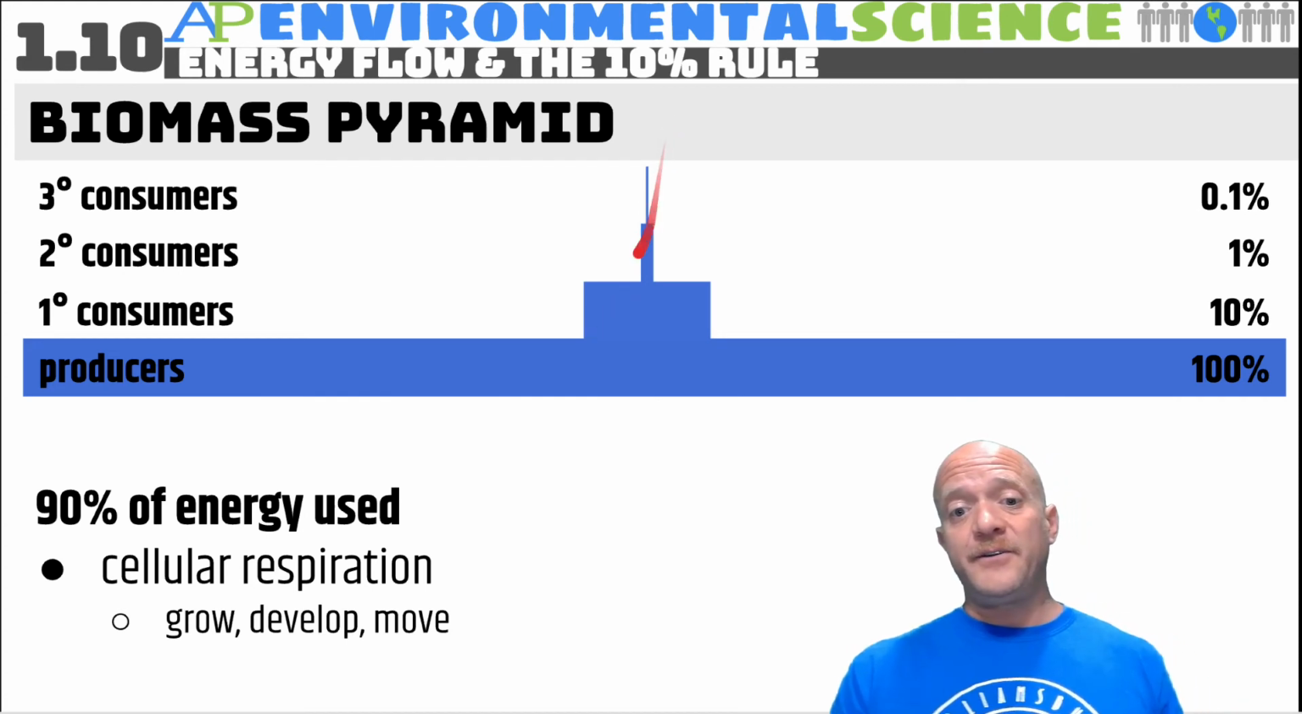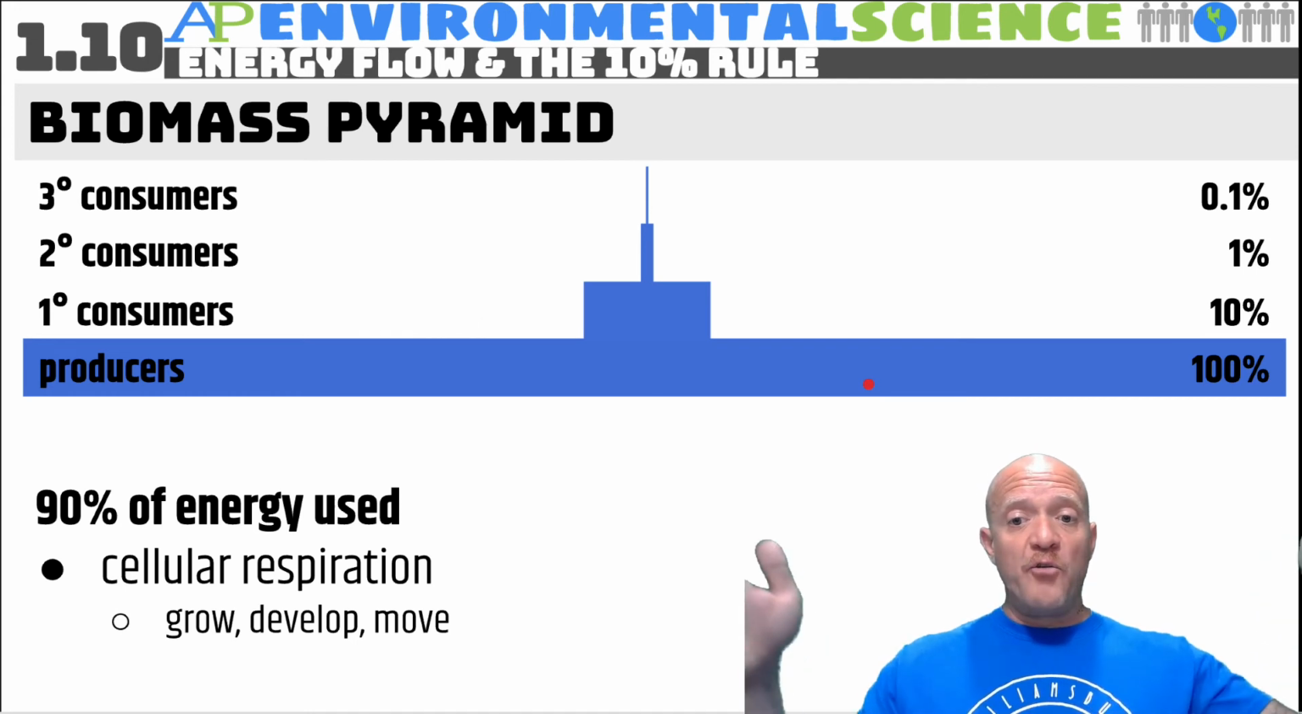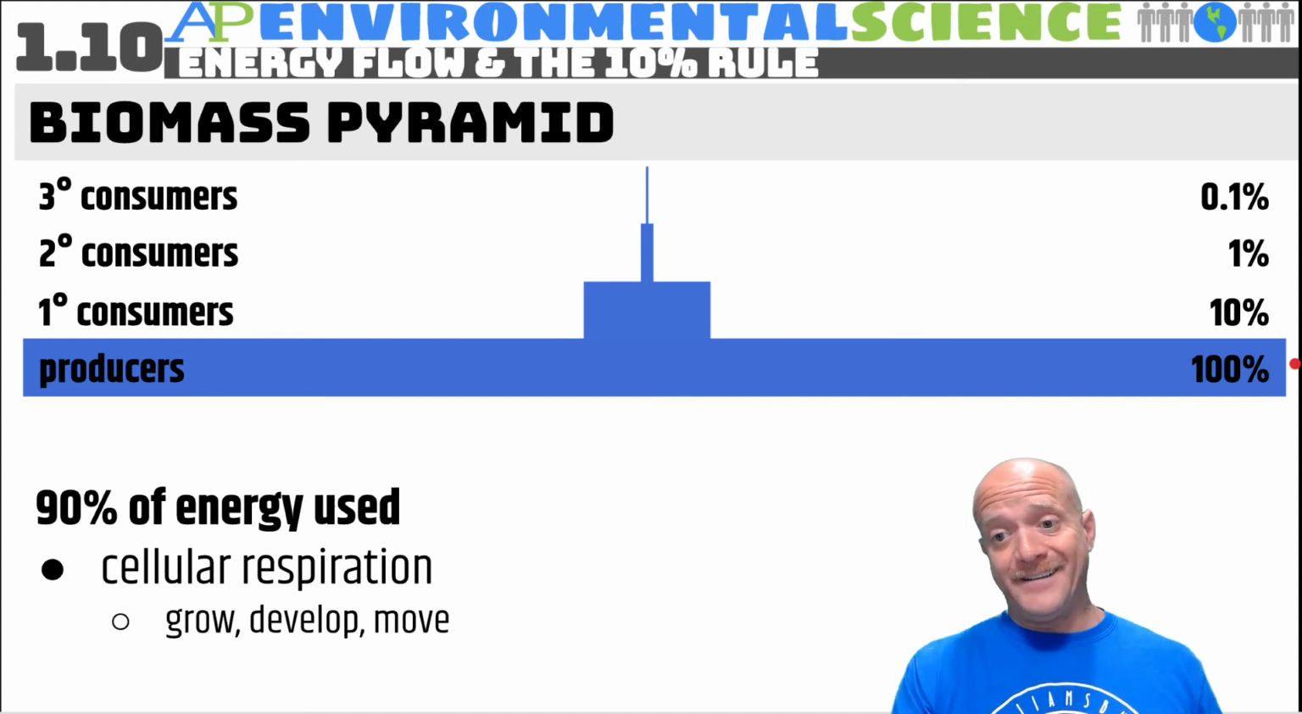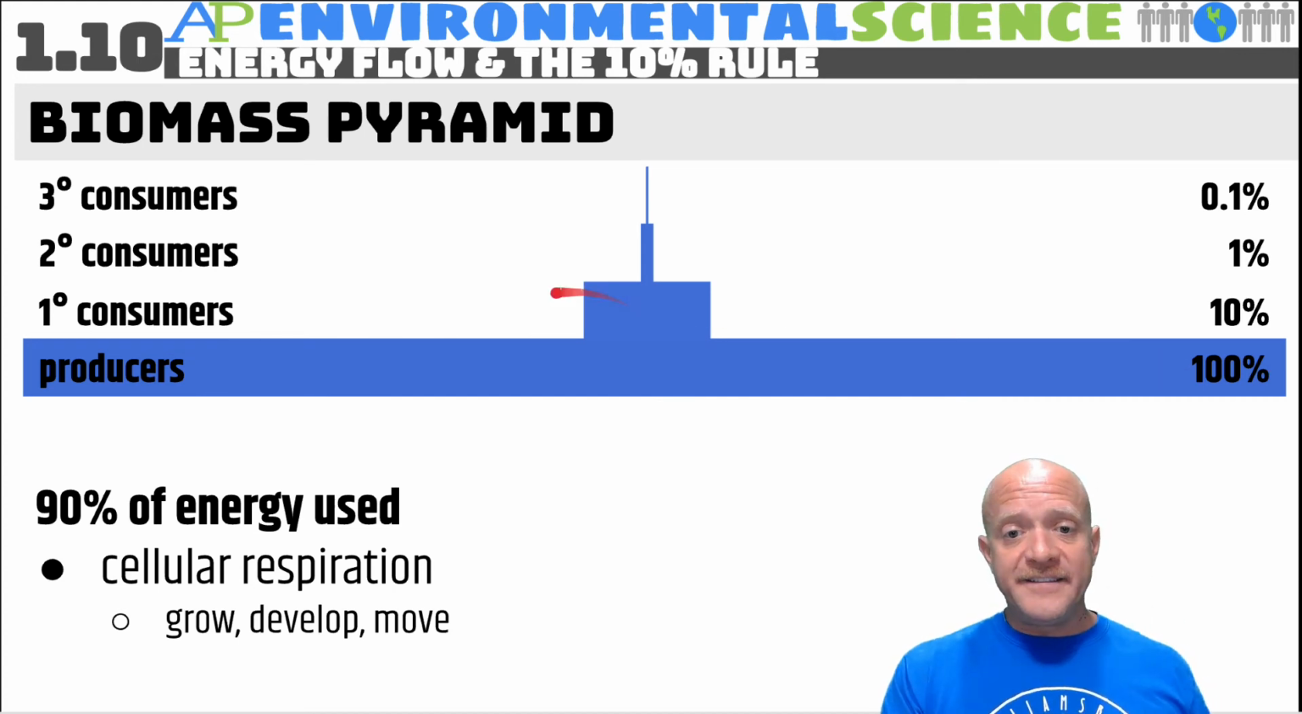But in a terrestrial ecosystem, it's going to look like this. Relative sizes: this is 10% of this one. So if you measured this out, this would equal 100. In fact, it does because I drew it up myself. This is 10, this would be 1, and this is 0.1.